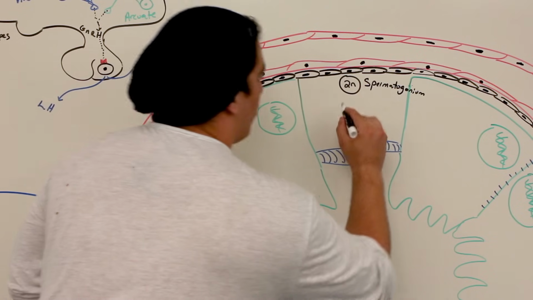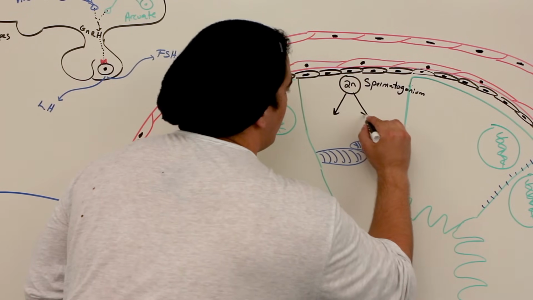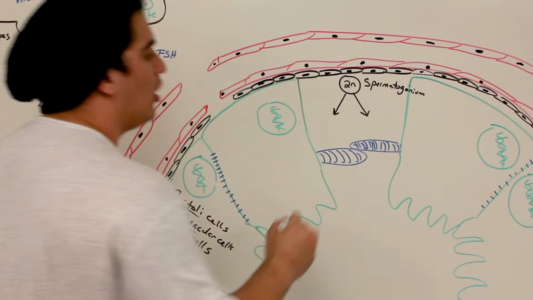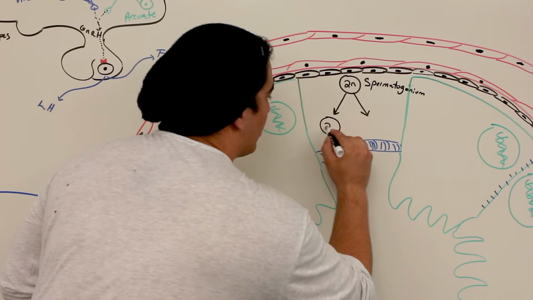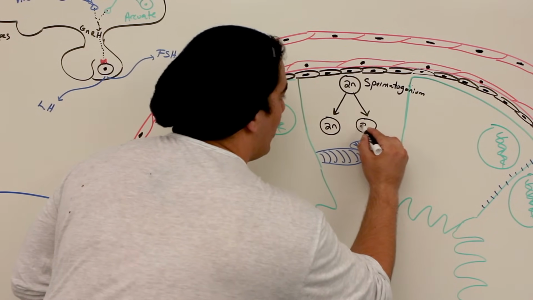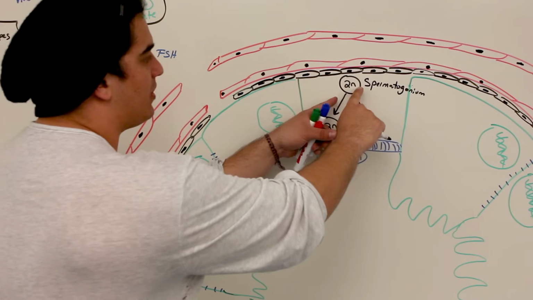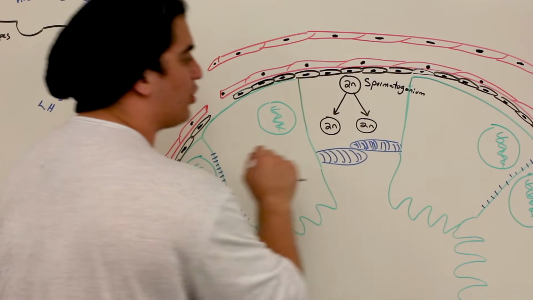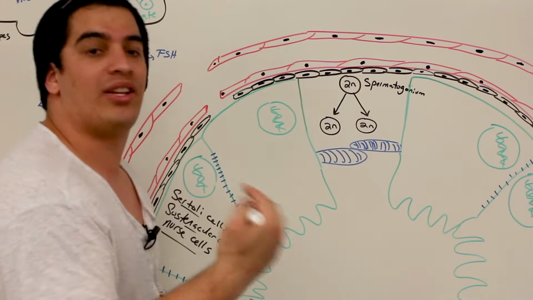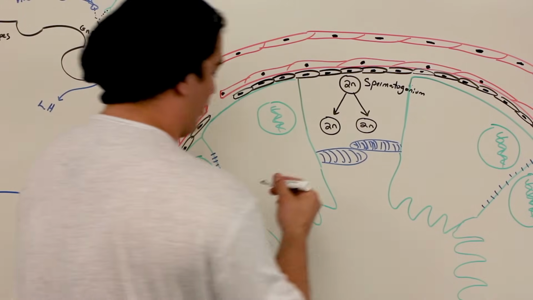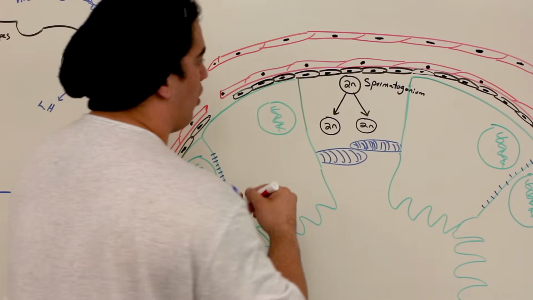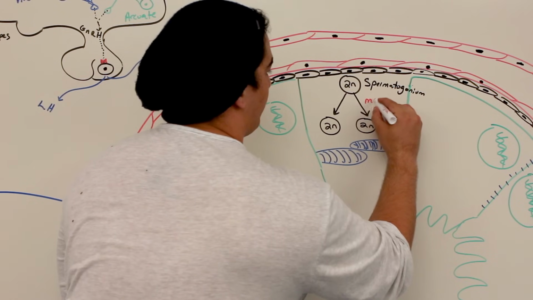Heck of a name, right? And then what does it do? It splits into 2 different types of cells. But look what these cells are here. Look, they're 2N and 2N. Whenever I start with a stem cell and I separate it into 2 identical daughter cells, that's called mitosis. So what just happened right here? This event right here is called mitosis.